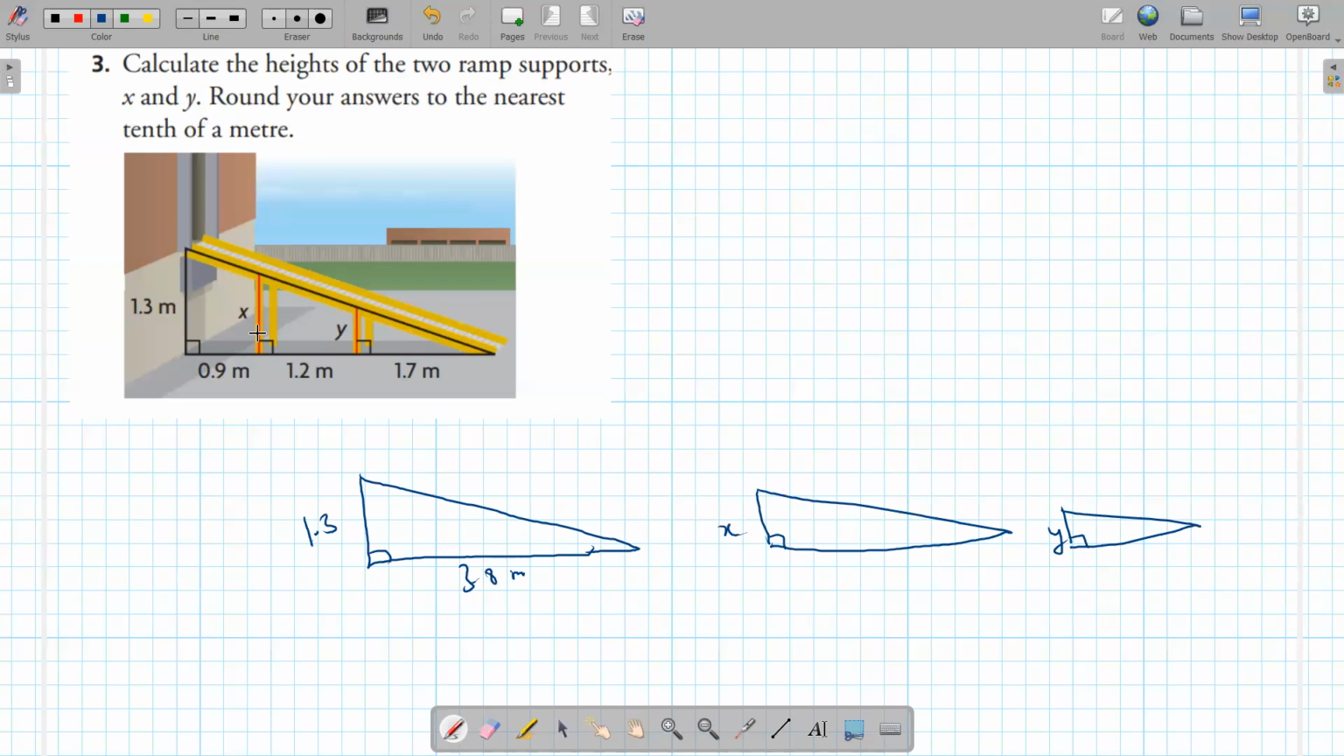Let's look at the triangle with the side length x. What's the base of this? 3. It's not 3, right? It's going to be 2.9. 1.2 plus 1.7 is 2.9. What about the base of y? Just 1.7, right? Now we're trying to find x and y.